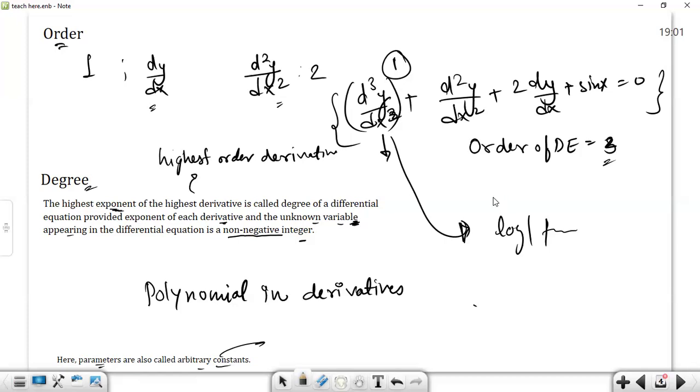Clear? What is the order of differential equation? Tanish?